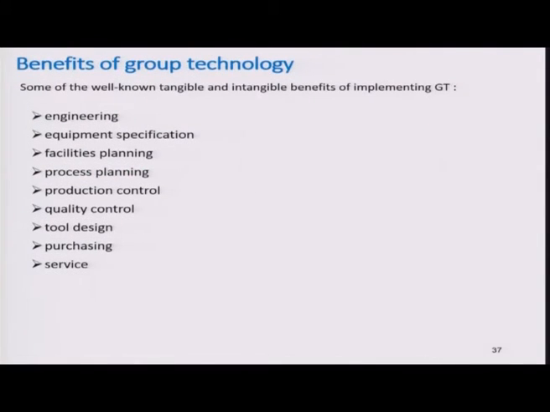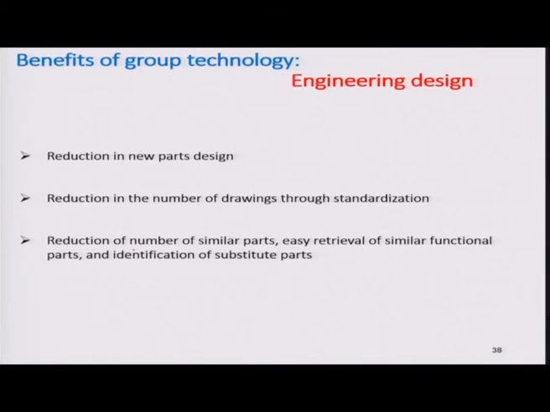So, the benefits of group technology: some of the well-known tangible and intangible benefits of implementing group technology are for engineering, equipment specification, facility planning, process planning, production control, quality control, tool design, purchasing, service, etc. So, engineering design.